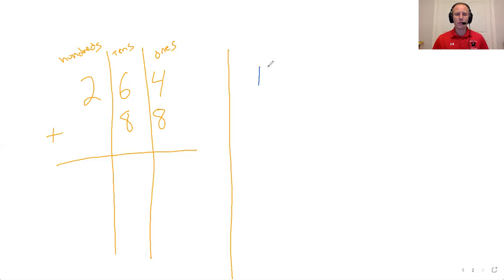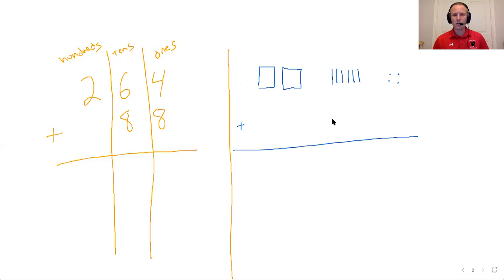So with that top number, we have 200. So we're going to have 2 flats. Again, those each are composed of 100 cubes or 10 longs. 6 longs are showing 6 tens. So 1, 2, 3, 4, 5, 6, and then 4 ones. 1, 2, 3, 4. And we're adding that to no flats because we have no hundreds over here. We have 8 longs, 4, 5, 6, 7, 8, and 8 cubes for 8 ones.